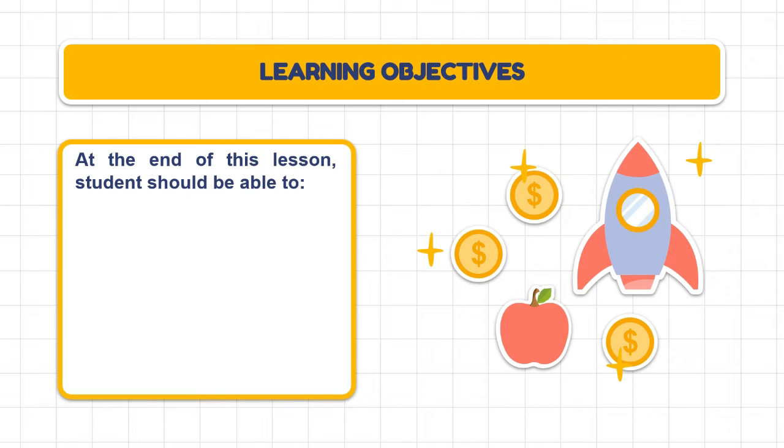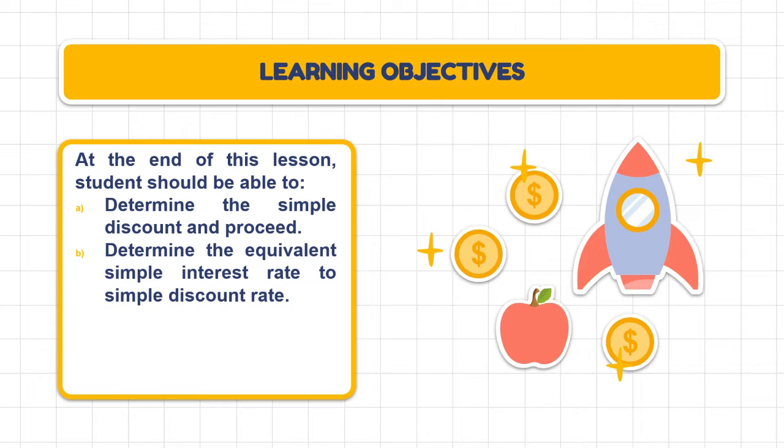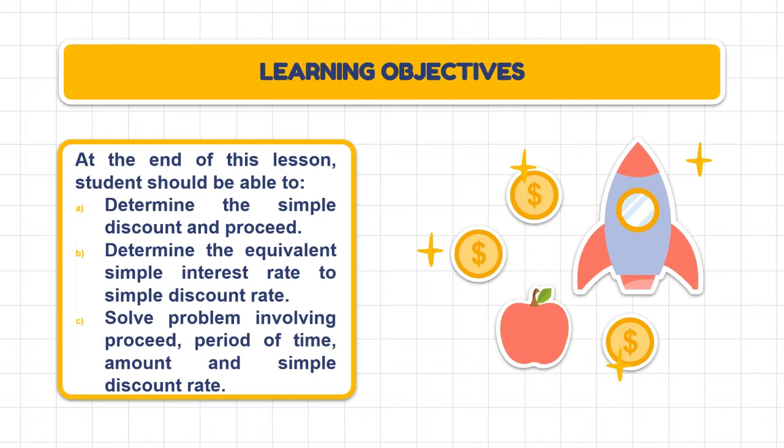Learning objectives for today's lecture are: at the end of this lesson, students should be able to A. Determine the simple discount and proceed. B. Determine the equivalent simple interest rate to simple discount rate. C. Solve problems involving proceed, period of time, amount, and simple discount rate.